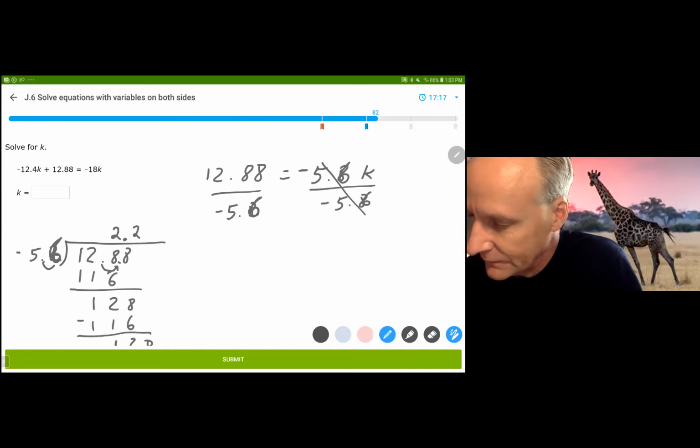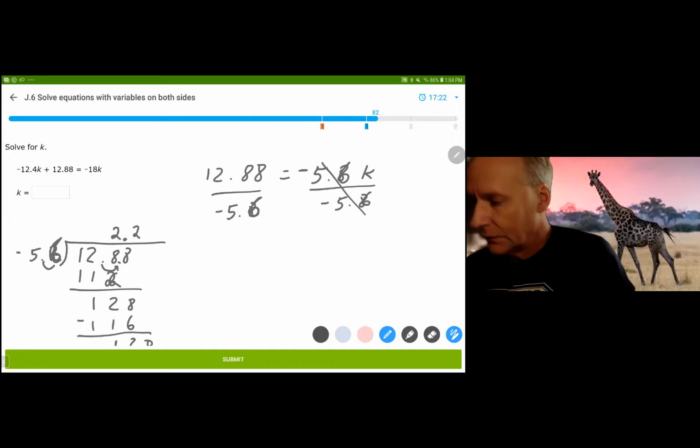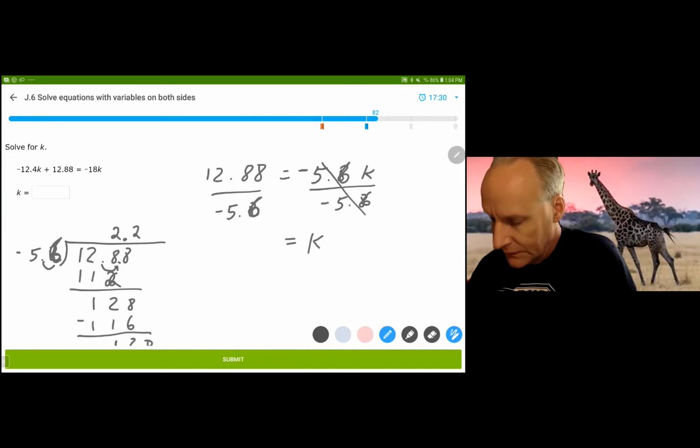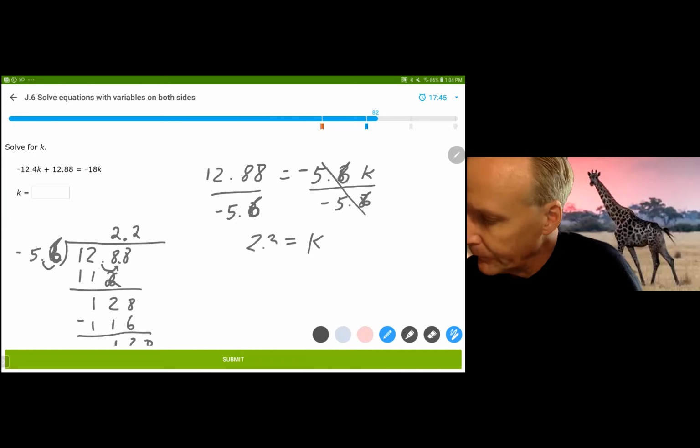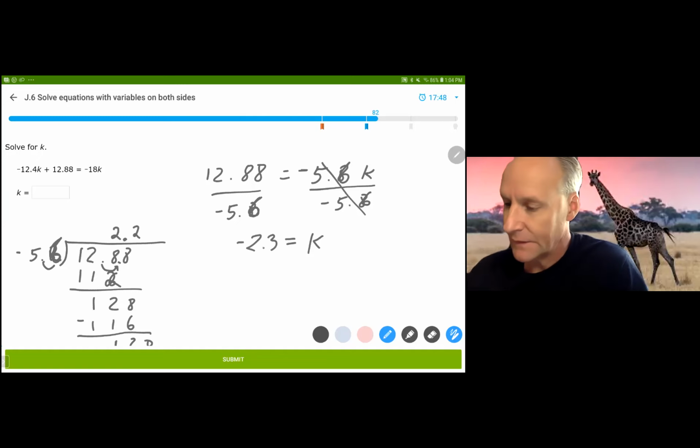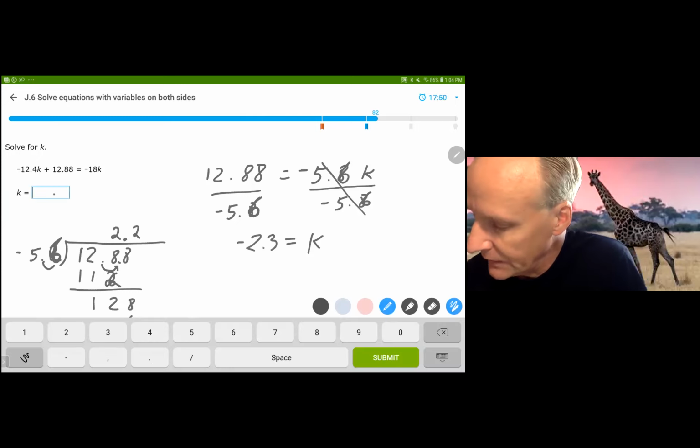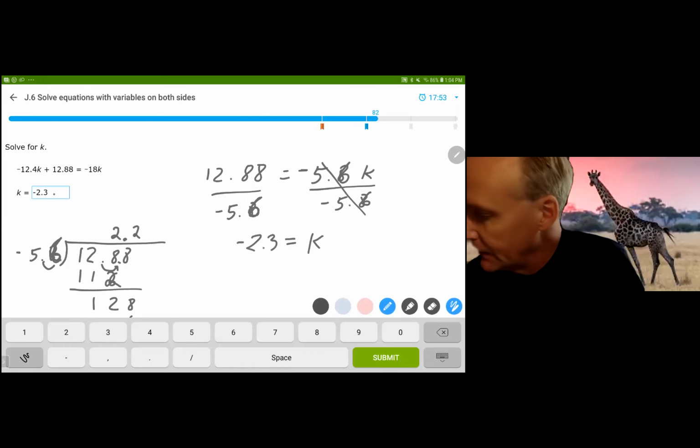5.6 would be nice. Anyway, so definitely nice to have a calculator handy. Prove my point. 12.88 divided by 5.6. 2.3. That's negative 2.3. Sorry about that, folks. I should have been more careful. Negative 2.3. Made a silly error.